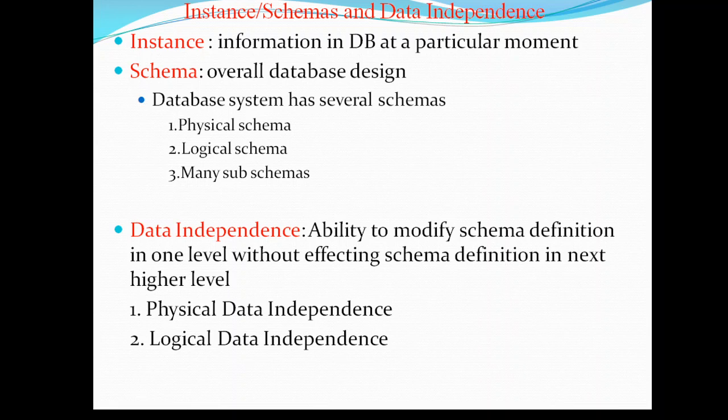So the lowest level is the physical level, the next higher level is the logical level, and the next higher level is the view level. At the lowest level, that is the physical level, we use a physical schema to define; in the next higher level, that is the logical level, we use a logical schema; and next is the higher level, that is the view level. At this level we use many sub-schemas. If any of the schema definitions is modified, it should not affect the schema definitions in the next higher levels. If that is achieved, then we call it data independence in DBMS. So this is all about the terms that we come across in the first unit of DBMS.